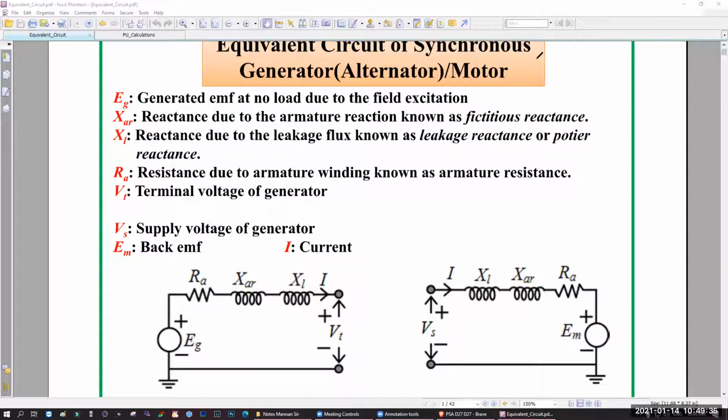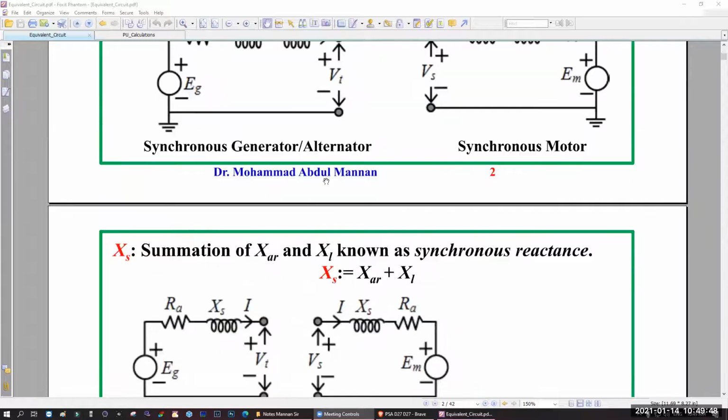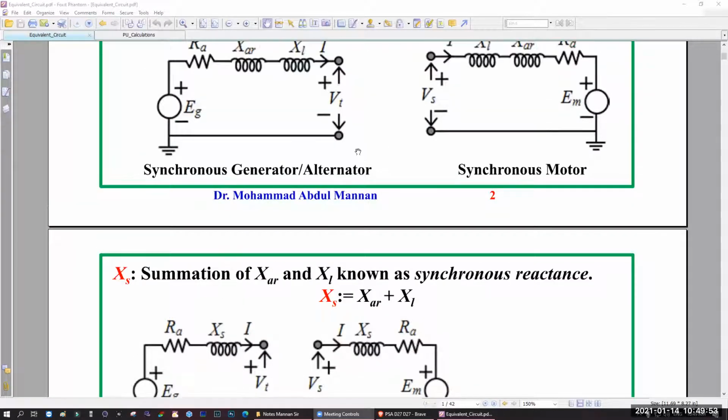Okay. So you just remember these. You have an R, you have a XAR, you have a XL. And you have an EG. So I will explain what these are, why they are needed. Now, if I told you to simplify this, then what would you have done?